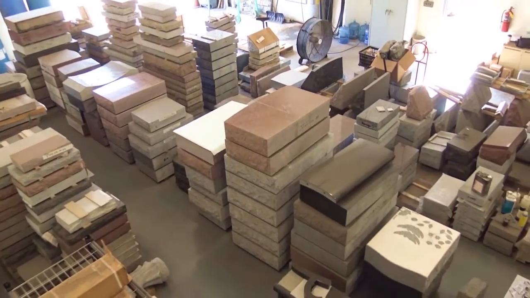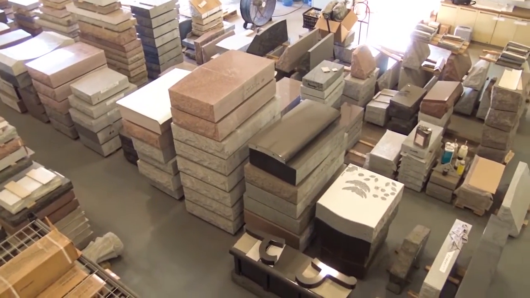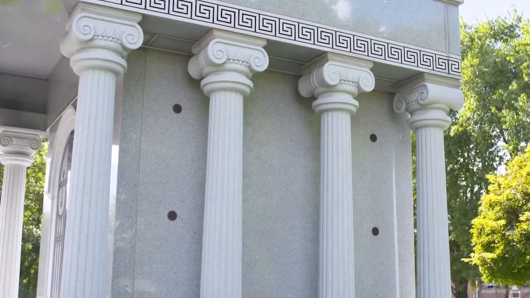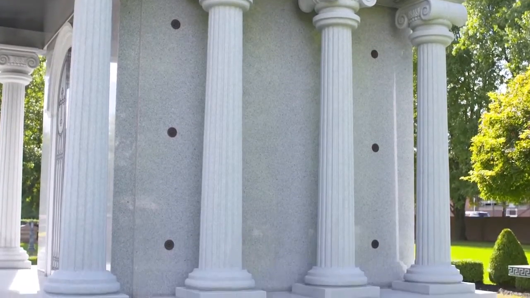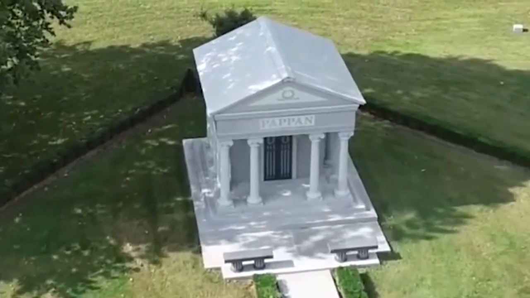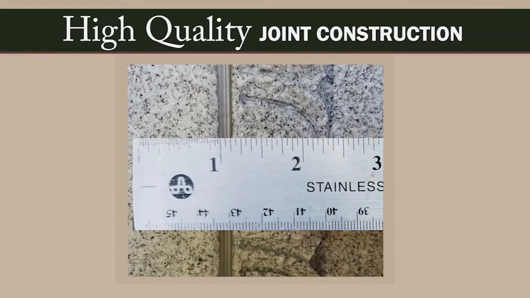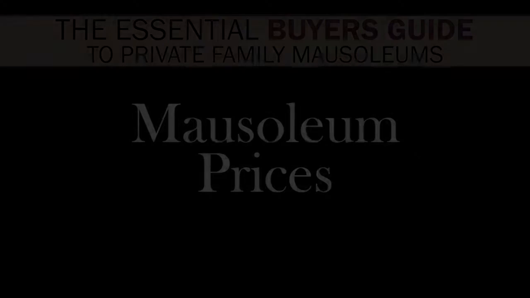And what you're getting is the highest quality granite, a solid, well-laid foundation. A base course made with quality granite, not concrete. Granite sidewalls for unparalleled beauty and support. A roof that won't leak when it rains or snows. The slabs of granite on a mausoleum are separated by the joints. Joints of a quality mausoleum are small, usually less than 1/8 of an inch.